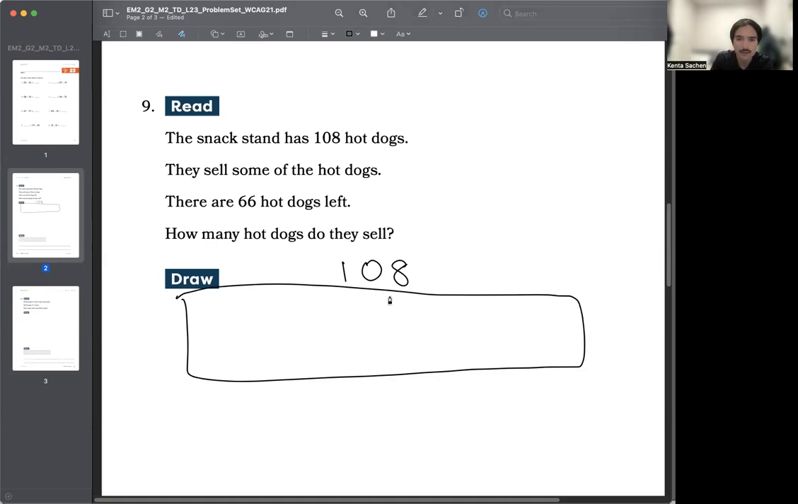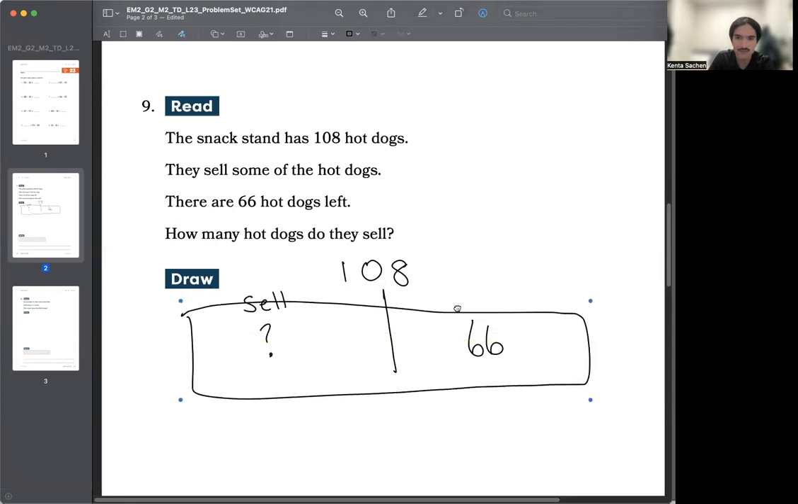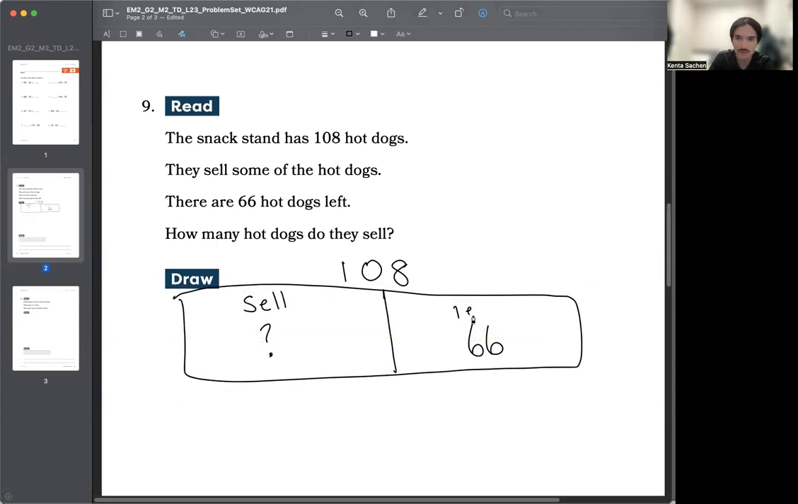Okay. Now, it says they sell some of those hot dogs. So I'm going to write sell, but I don't know how many. There are 66 hot dogs left. Right, those are leftovers. What we want to find out is how many they sold. Altogether, they had 108. After they sold some, they had 66 left.